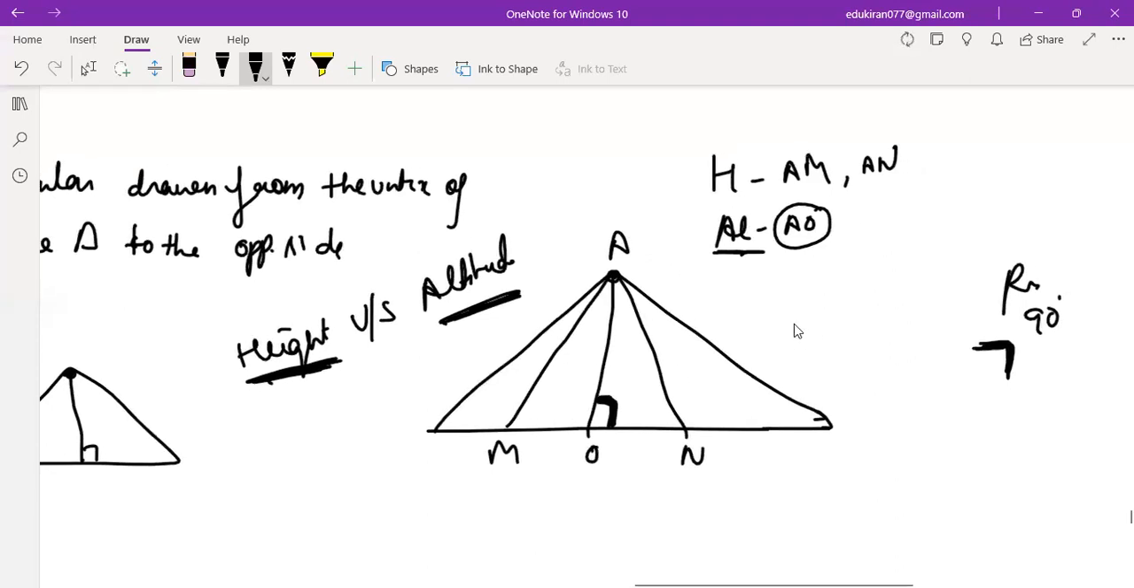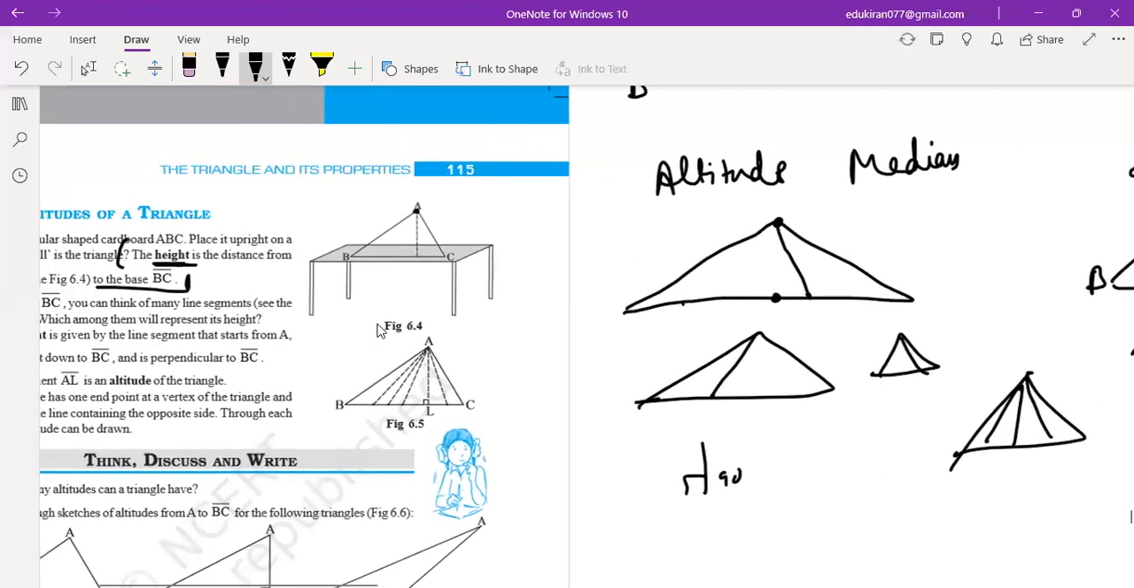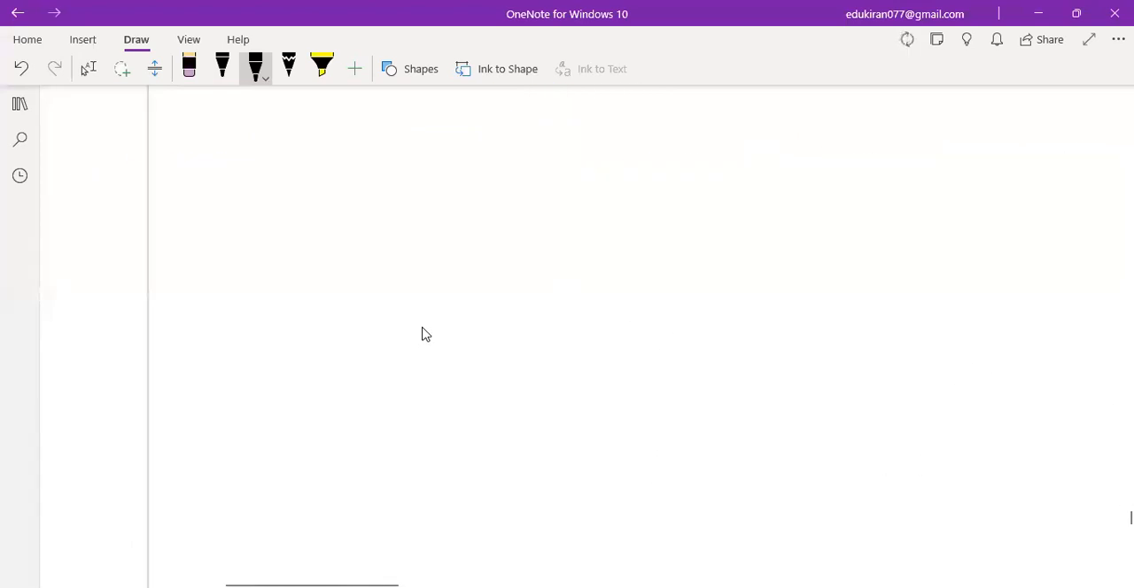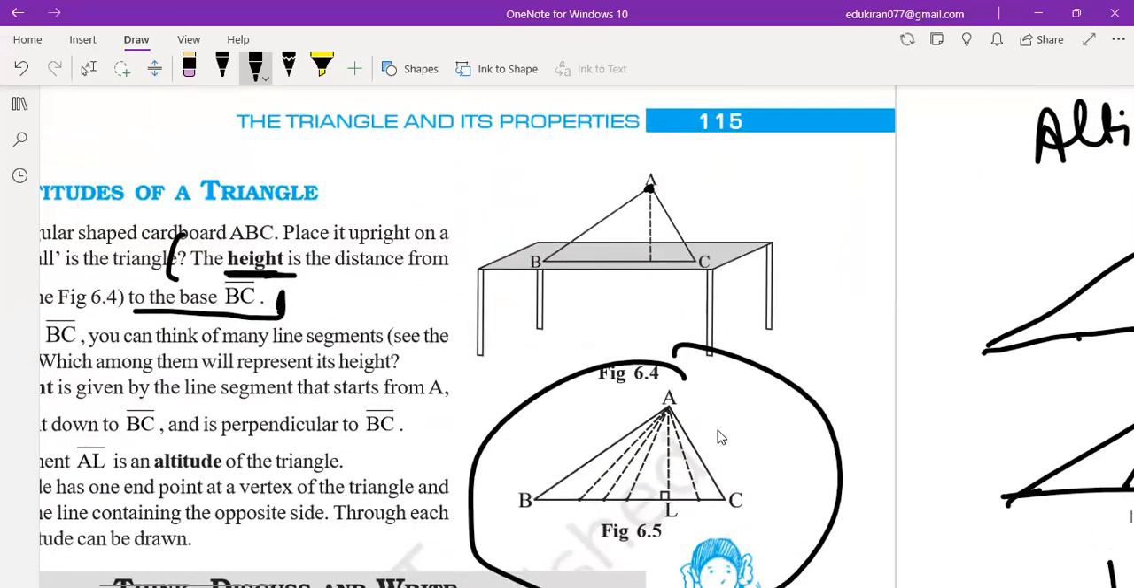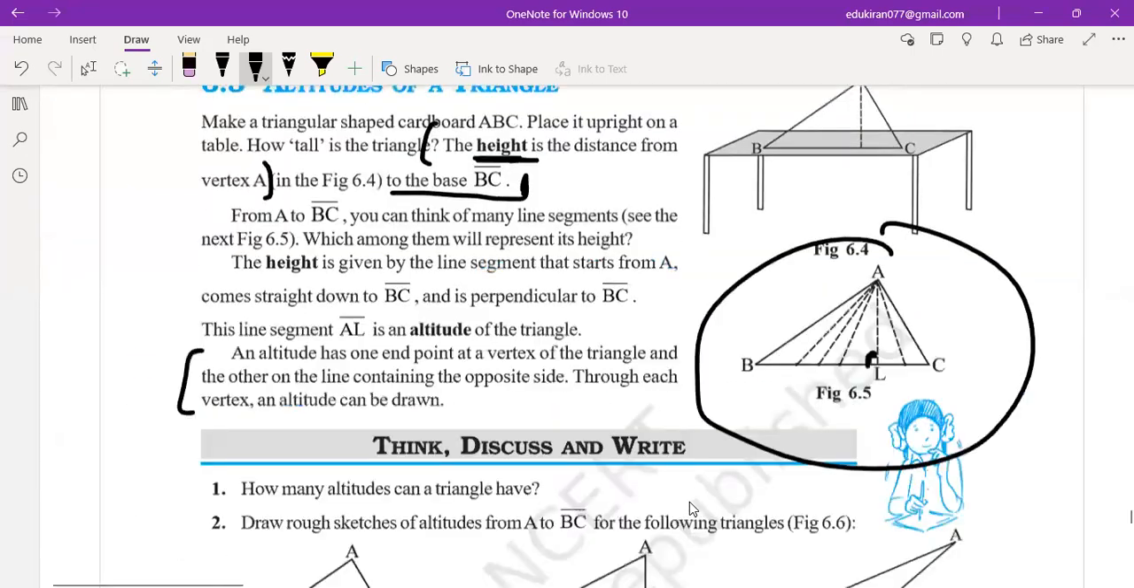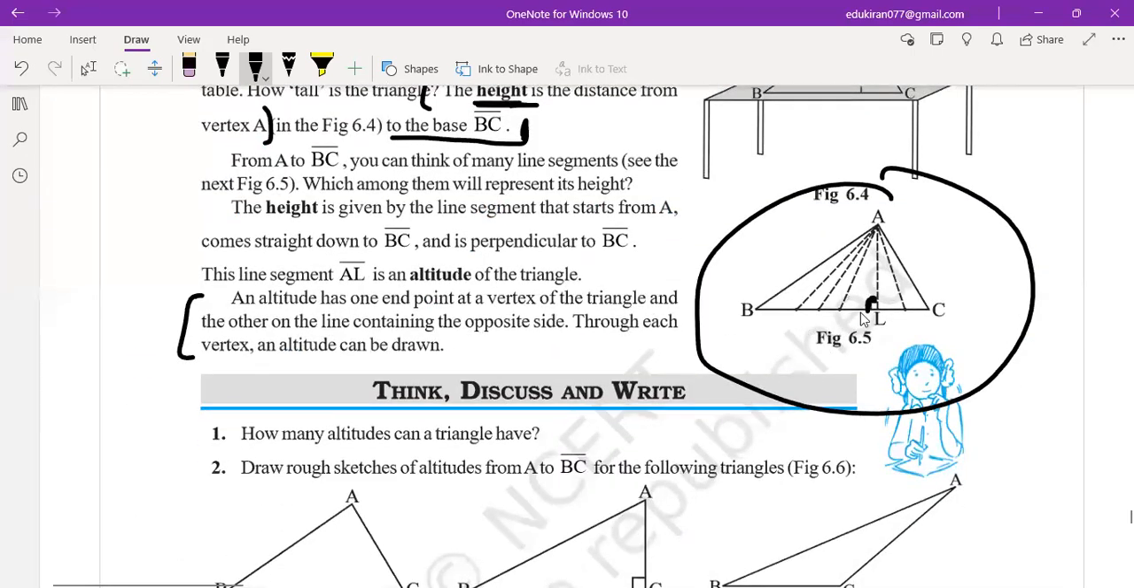Clear? So if you can see this diagram, out of all these lines, which one is your altitude? Ma'am, A L. Right, because over here only the sign is mentioned. So this is what I wanted to tell you, that height can be anywhere, A to BC, any line will be your height. But if there is a sign of perpendicular, that will be your altitude, not height. Clear?